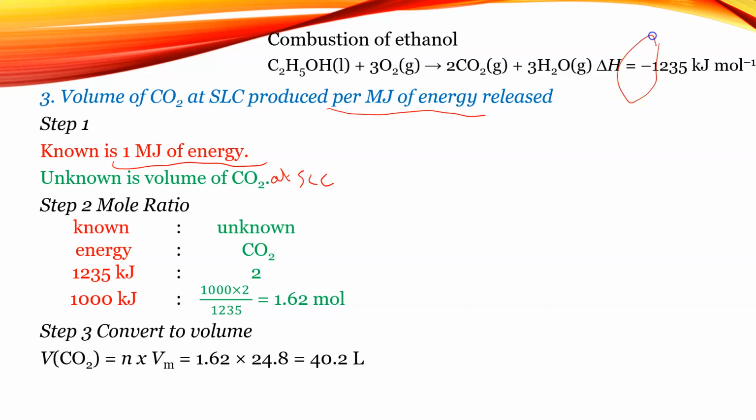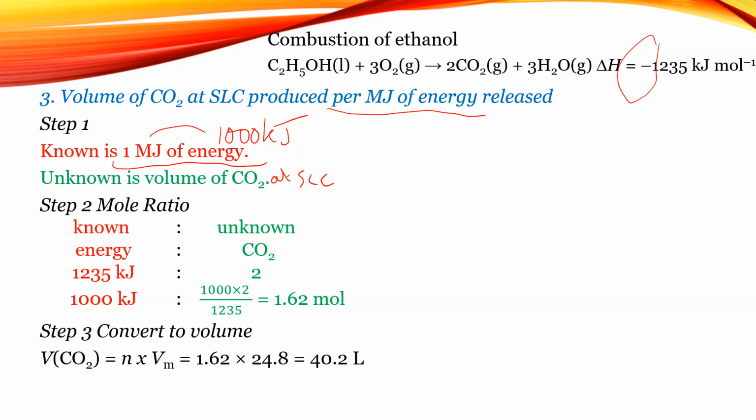Notice we don't worry about that negative because that's just in the equation as a code telling us that this is an exothermic reaction. So 1235 to 2, and we're not interested in 1235 kilojoules, we're interested in 1,000 kilojoules because a megajoule is 1,000 kilojoules. So look for your energy conversions. Keep an eye out for those as well.